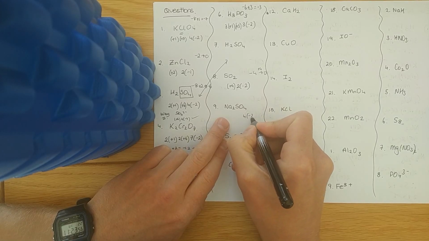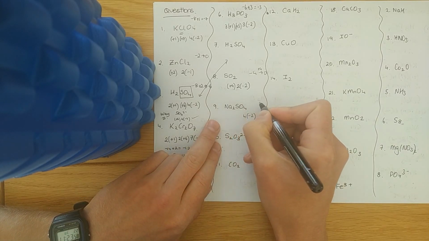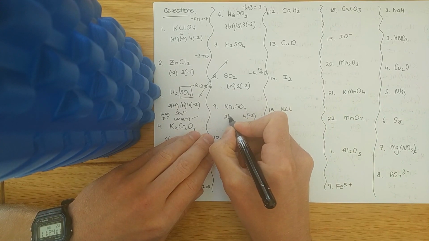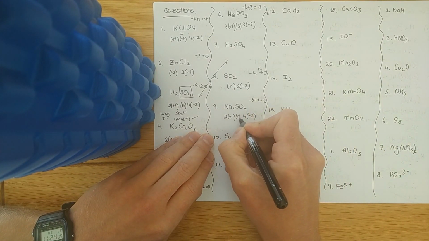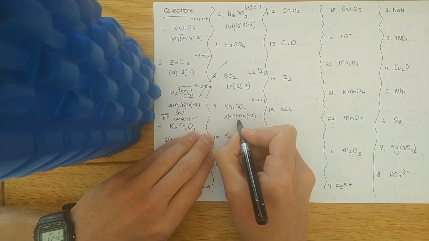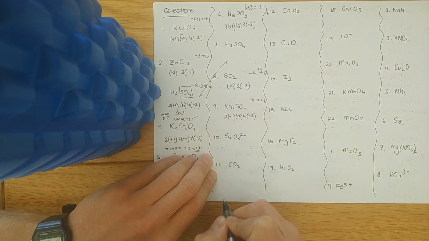So 4 times -2, you're at -8. 2 times +1, -8 plus 2 is -6. So your sulfur must be +6. +2 plus 6 is 8, -8 is 0.